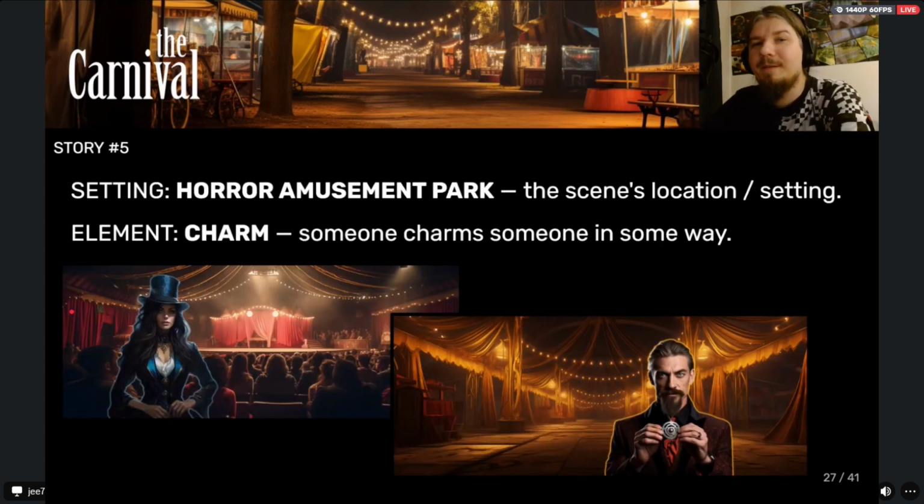Story number 5 was the Carnival. So the setting was horror amusement park, and the element was charm. And here I also experimented with these cutouts of characters on different backgrounds. I tried to give them this differently colored halo. So different characters have this different halo, kind of making them more recognizable or unique.